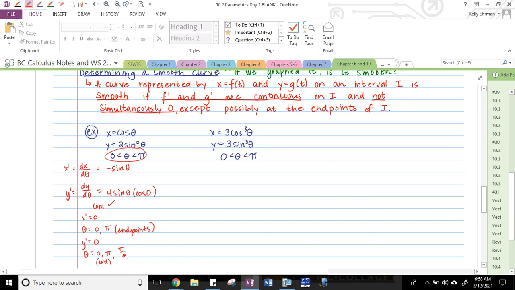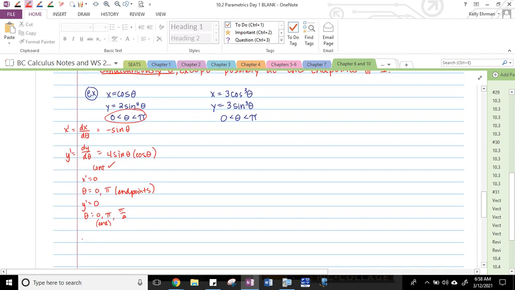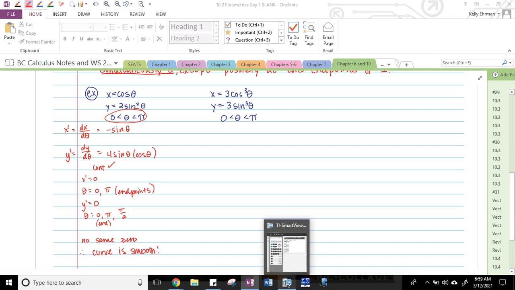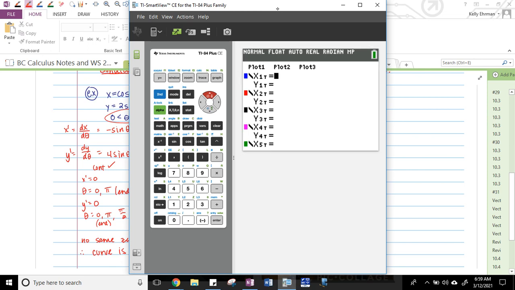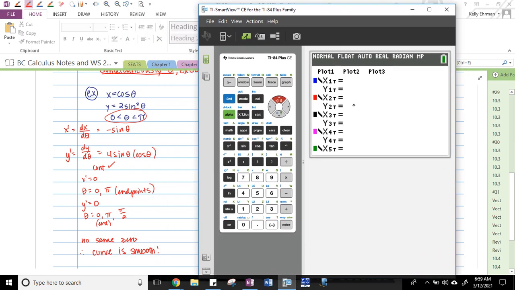Cosine's equal to 0 at pi over 2. But since x prime was not equal to 0 at pi over 2, this is okay as well. So I'm just going to say same 0, meaning no simultaneous 0. So therefore, the curve is smooth. Let's graph it just to look at what this would be on our graphing calculator.